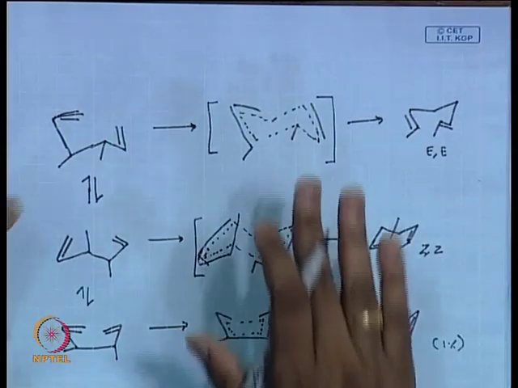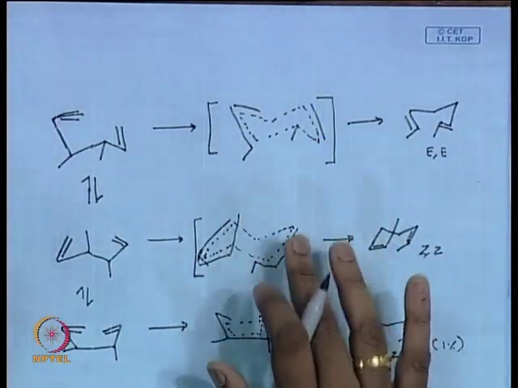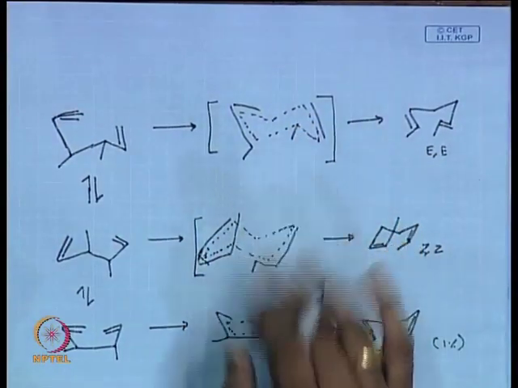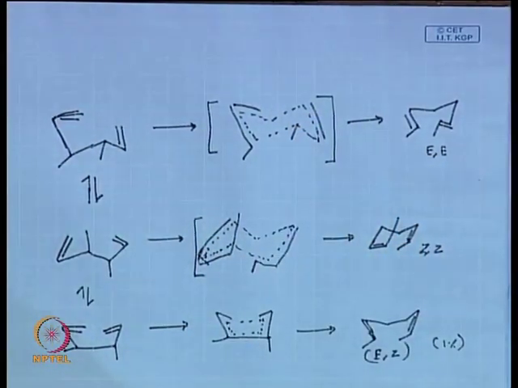So, you get your EZ or ZE very less, less than 1%. Now you have both chair. In both chair, which will be much more stable? As you studied in cyclohexane, the methyl should be equatorial. In this case they are equatorial. So, you get 90% of this product and then 10% of this. This is very less.